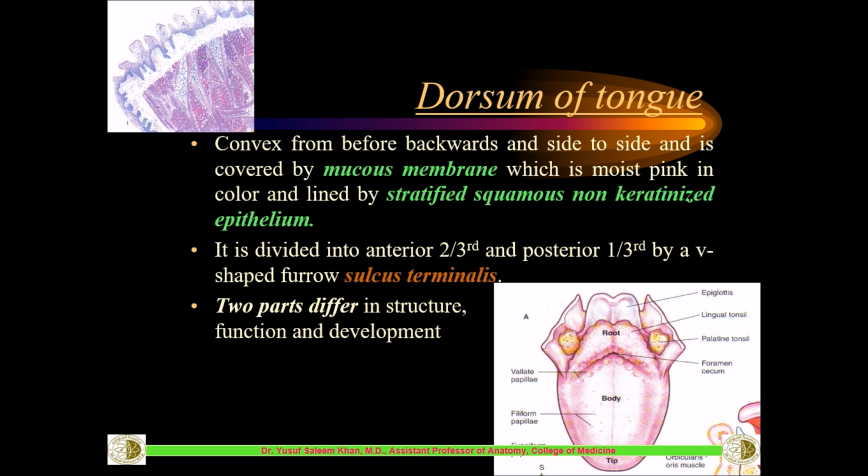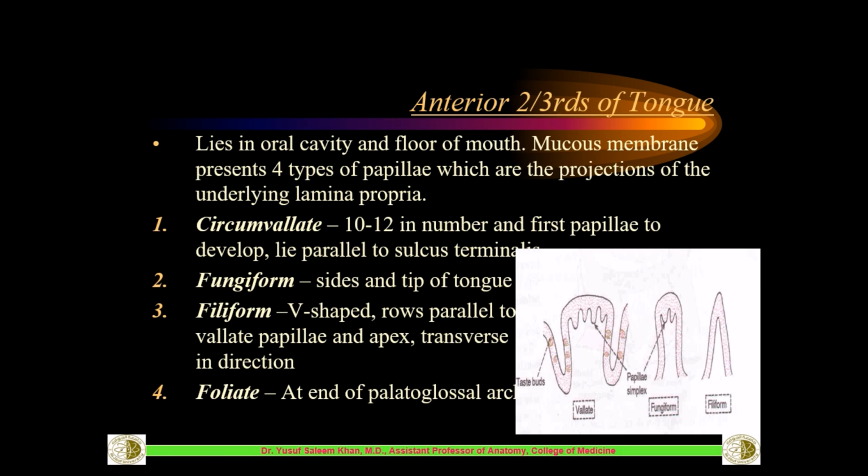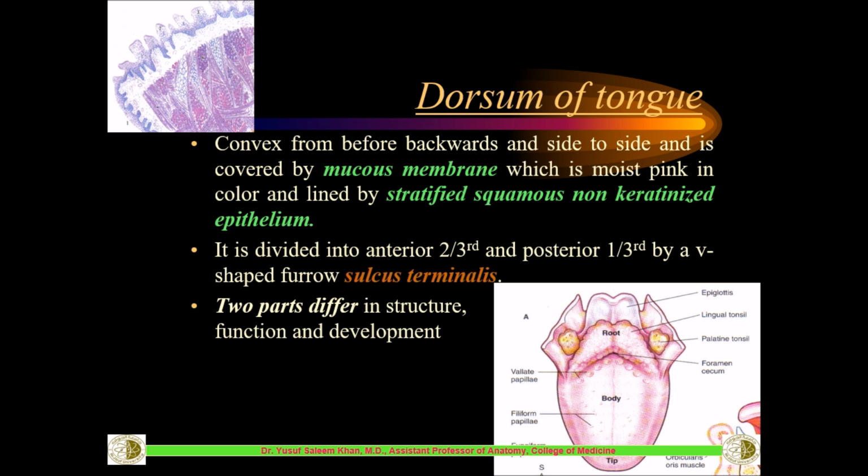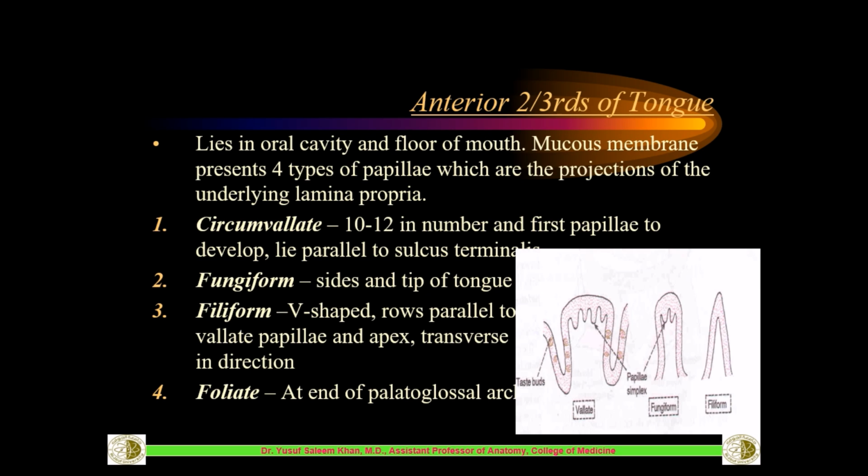So this sulcus is a very important area which divides the two parts of the tongue, which are developed differently, and their functions are also different. The anterior 2/3 and the posterior 1/3 are developed from different pharyngeal arches, and even the structure is different for these two, as well as the function. They are developmentally different, functionally different, as well as structurally different.